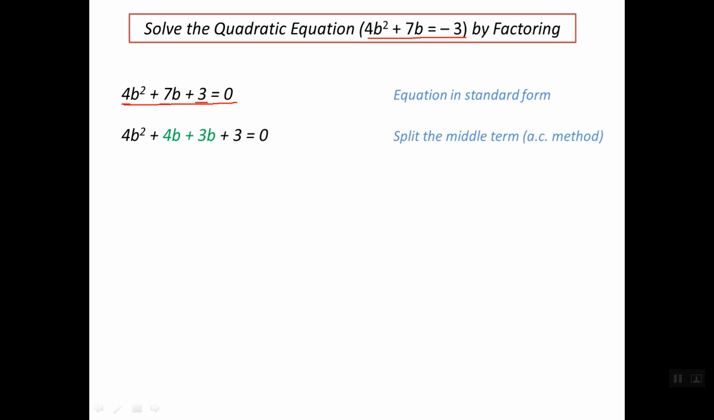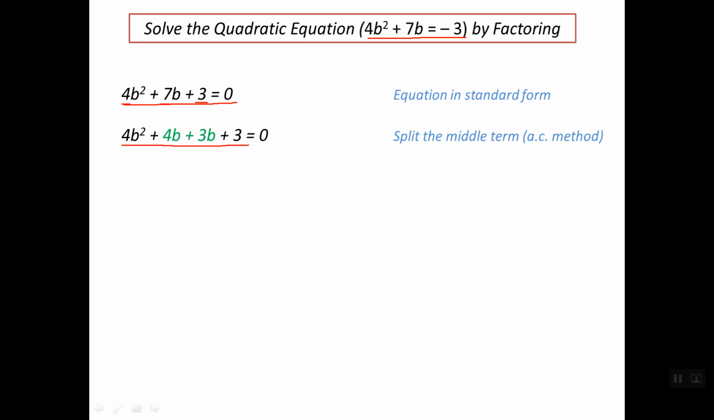Now regarding the middle term, which is the 7b, we split the middle term according to our solution. So 7b is simply equal to 4b plus 3b, so the equation is 4b squared plus 4b plus 3b plus 3 equal to 0.